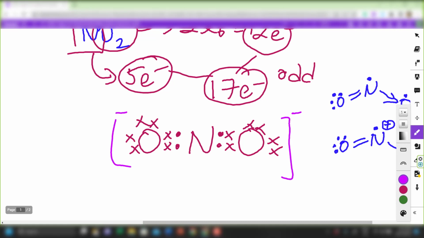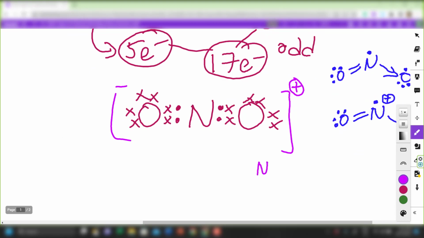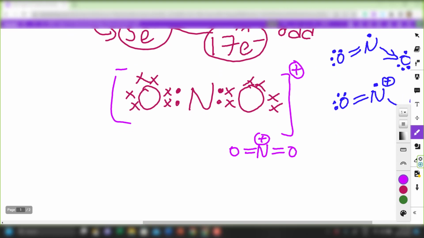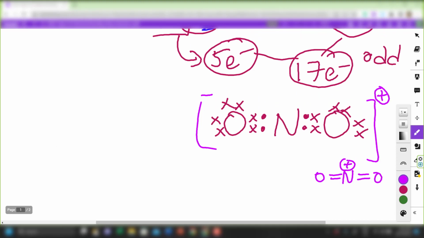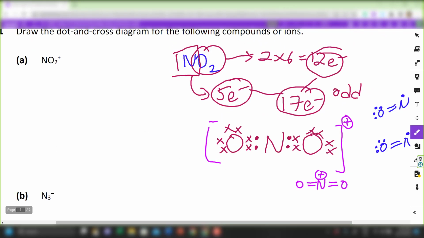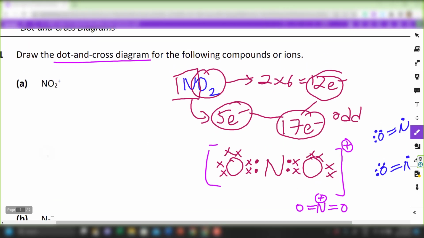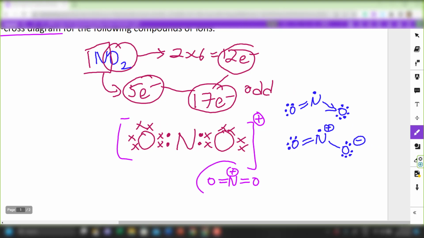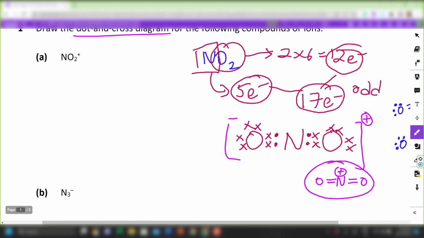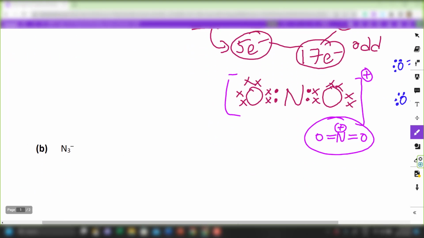Yeah, so just remember to put the plus charge outside. Some of you might want to put the plus charge on the nitrogen. You could do that if you want, but it is perfectly fine to put the plus charge outside. And for this question, you are just required to draw the dot and cross diagram. So Lewis structures are not required. This is not required in your answer, but I just write it out for illustrative purposes.